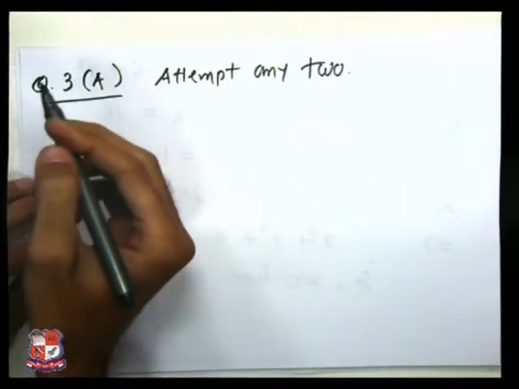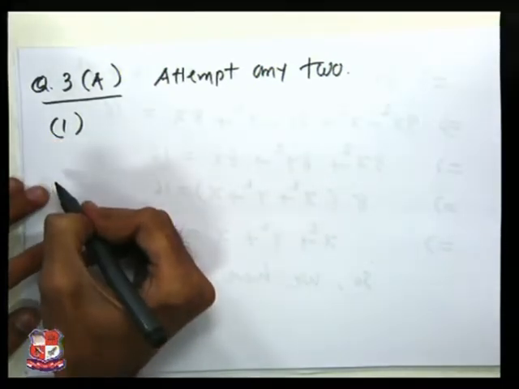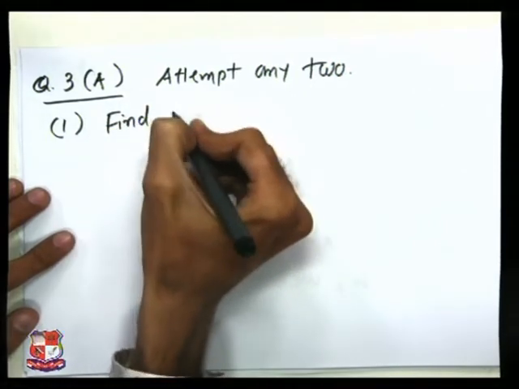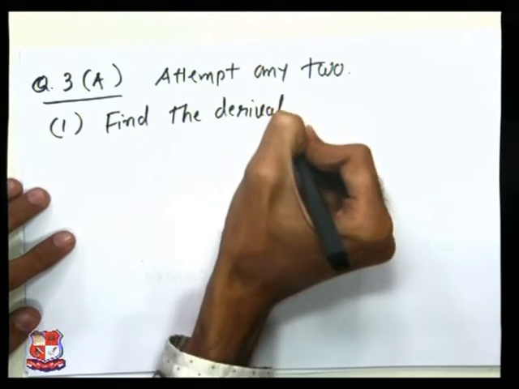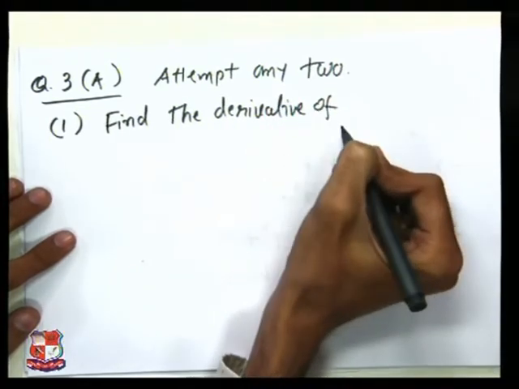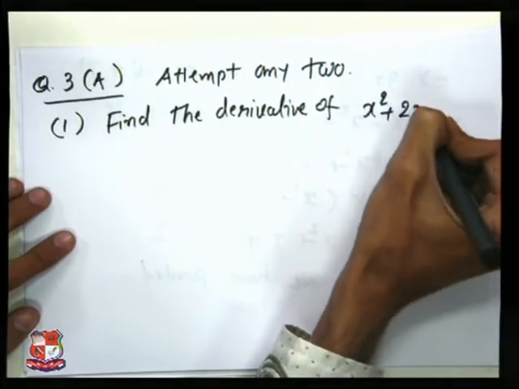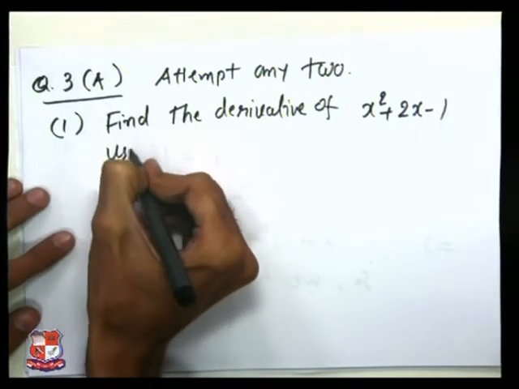and the first question is from the differentiation side, which is: find the derivative of x² plus 2x minus 1 using definition.